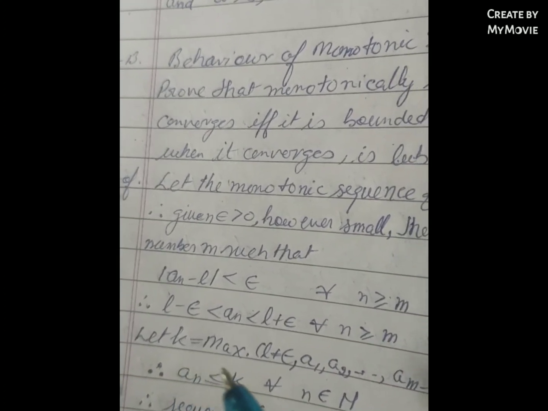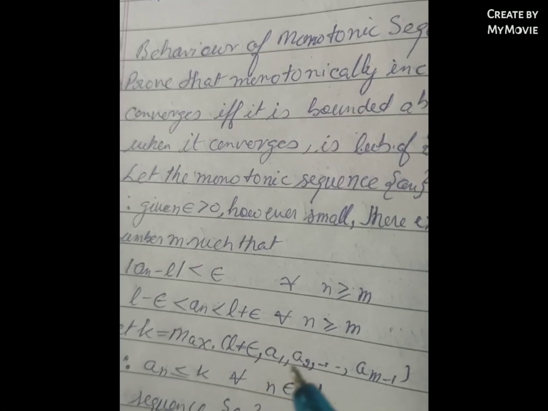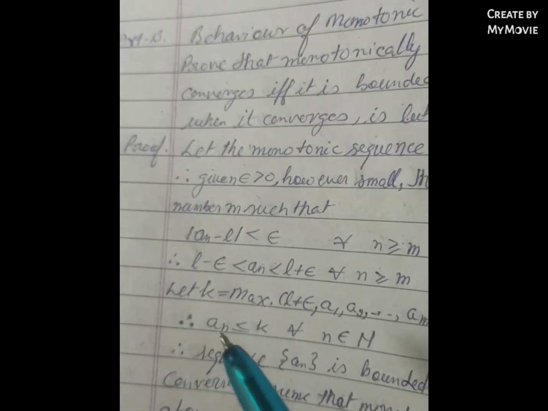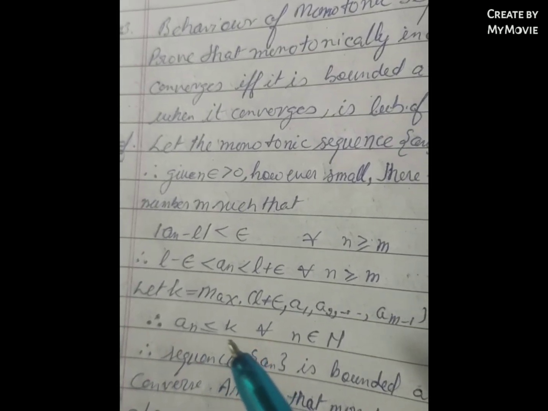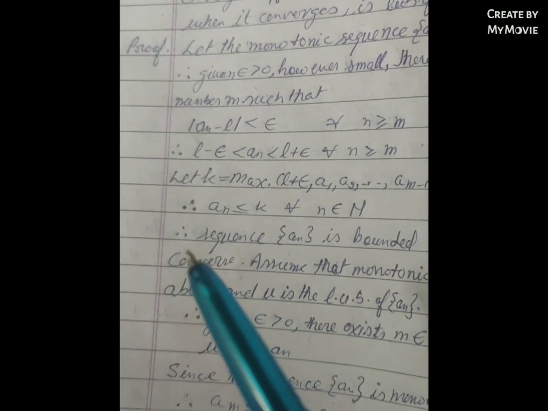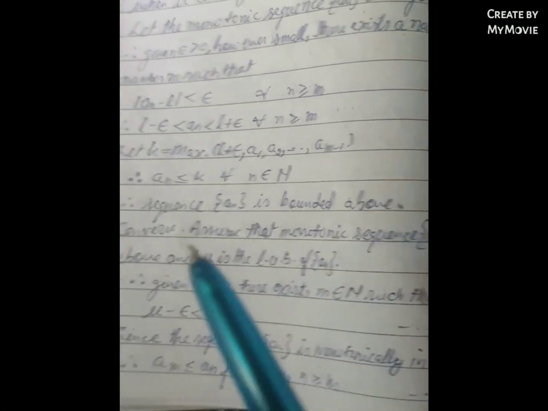Let k be the maximum of L plus epsilon, a_1, a_2, and so on up to a_(m-1). So a_n is less than or equal to k for all values of n. So the sequence a_n is bounded above.